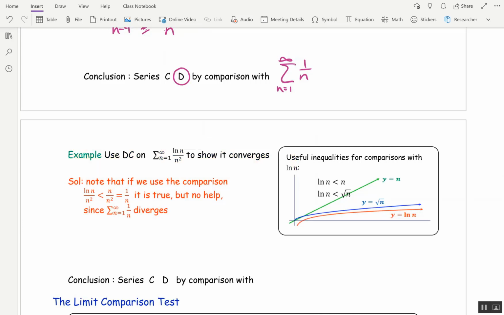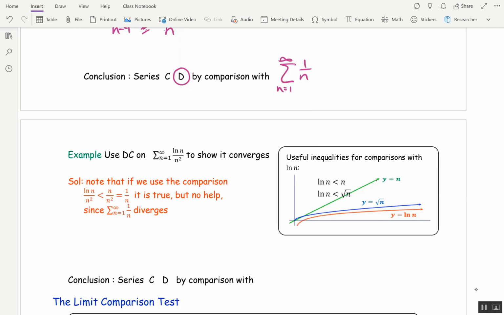Here are two inequalities that you can use without having to prove anything. You can just state them. First of all, natural log ln n is less than n. Here's a graph. ln n grows much slower than n. This red graph lies way below the green graph.